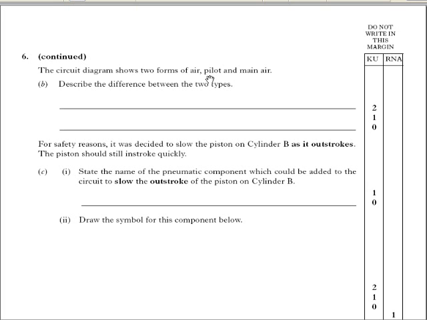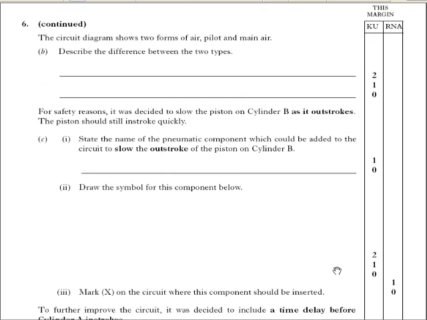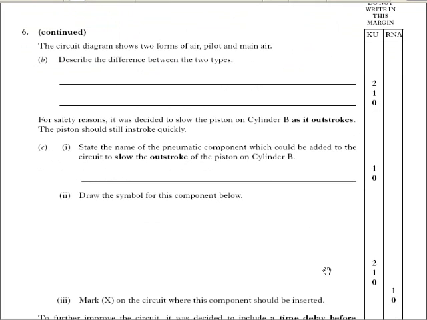For safety reasons, it was decided to slow the piston on cylinder B as it outstrokes. The piston should still instroke quickly. State the name of the pneumatic component which can be added to the circuit to slow the outstroke of the piston on cylinder B. Okay, it's a unidirectional restrictor. Okay. The unidirectional restrictor, the line, and there's two curves there, and a wee arrowhead at the top and a wee circle. Mark an X on the circuit where this component should be inserted.